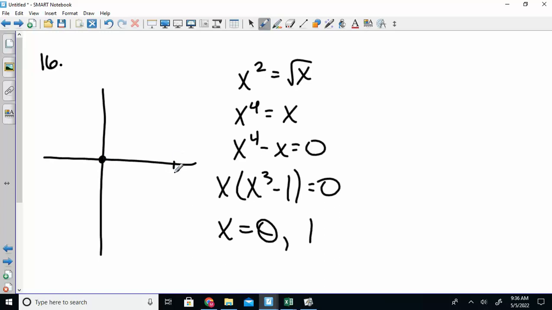So if we put in a 0, 0 squared is 0. If I put in a 1, 1 squared is 1. If you did something in the middle, 1/2, 1/2 squared is 1/4. So there's your x squared. If you put in square root of x, square root of 0 is 0. Square root of 1 is 1. If you did a 1/4, square root of 1/4 is 1/2.